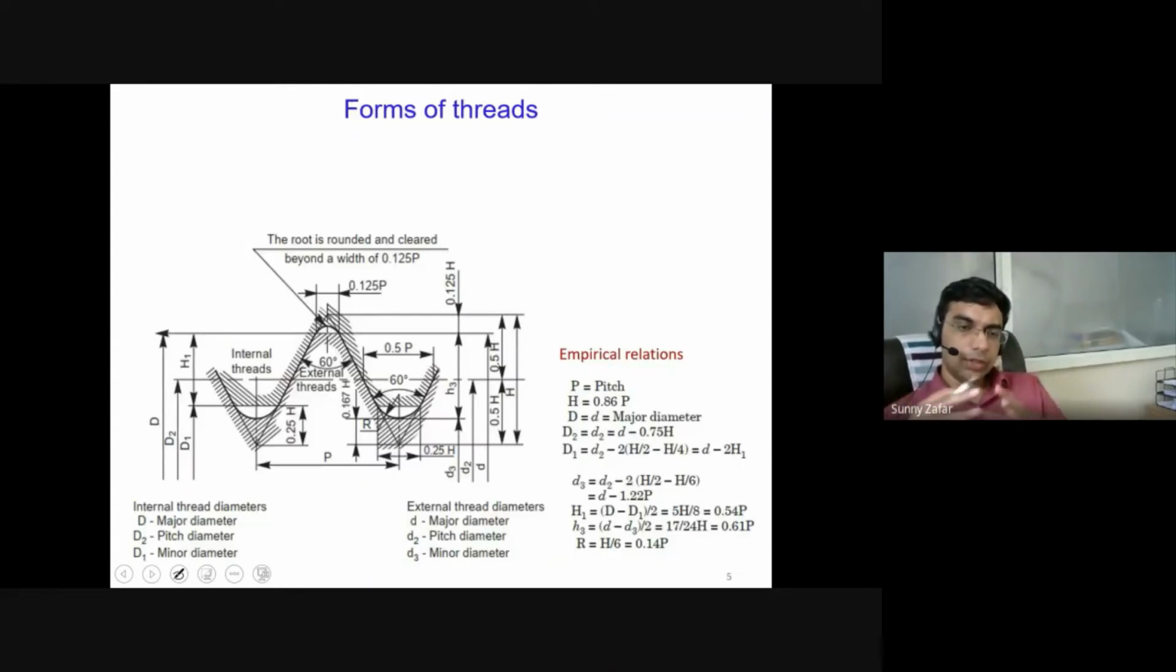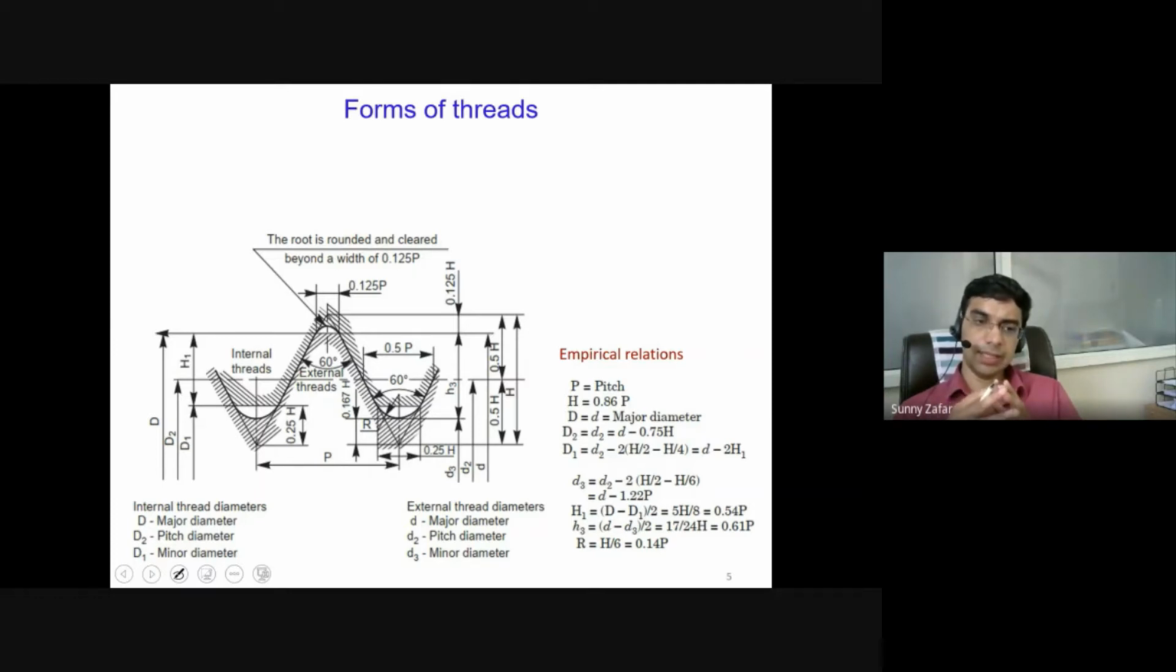Now we come to the drawing part of these machine elements. So again, for drawing, what is most important? The most important part for drawing is basically to know the dimensions. So again, these dimensions are empirically derived as shown here.